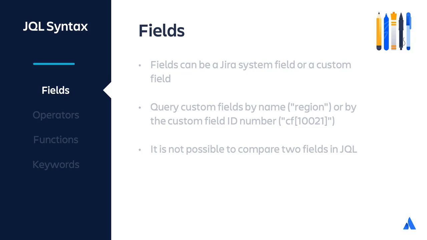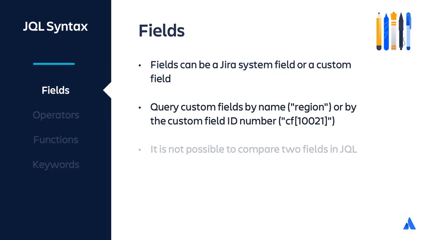Let's step back to look at fields in more detail. We will look at them in logical groupings. A field means either a Jira system field or a custom field that has already been defined in the system. For example, the priority field. There are many fields in Jira. You can query custom fields, either by name, like region, or by the custom field ID number. For example, CF10021.